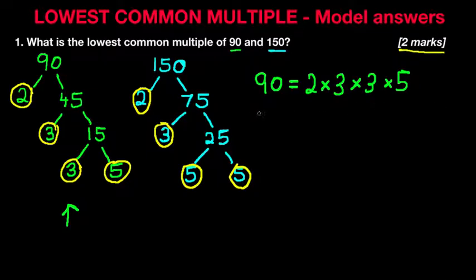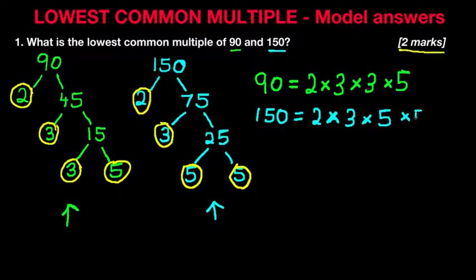And the second number, which was 150, again we're taking all the numbers that we have circled, so it's 2 times 3 times 5 times 5.